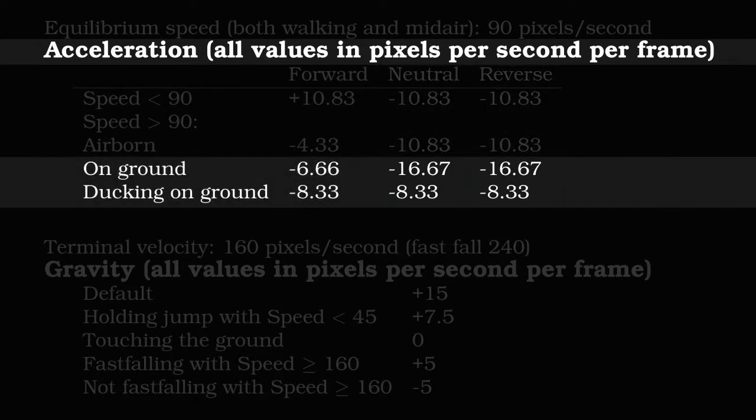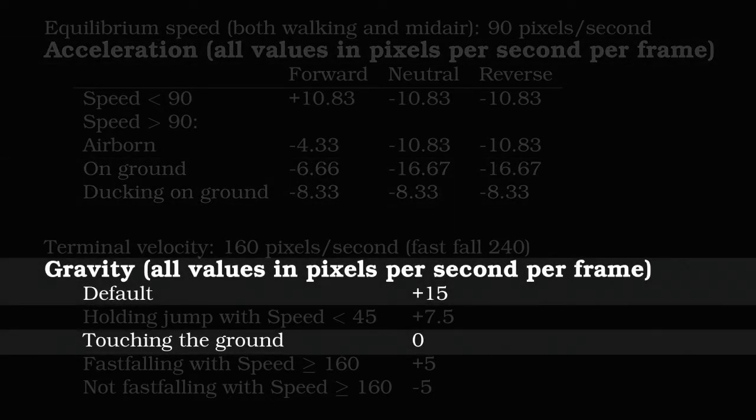Ducking on the ground is a sort of in-between speed between holding right and holding left or holding nothing. However, when you're ducking on the ground, you cannot hold left or right. They will not influence your speed in any way.